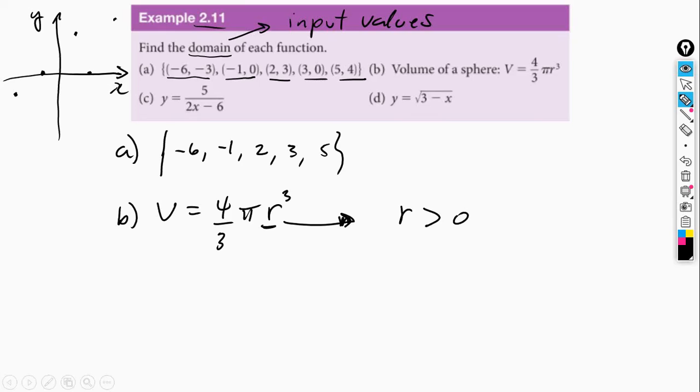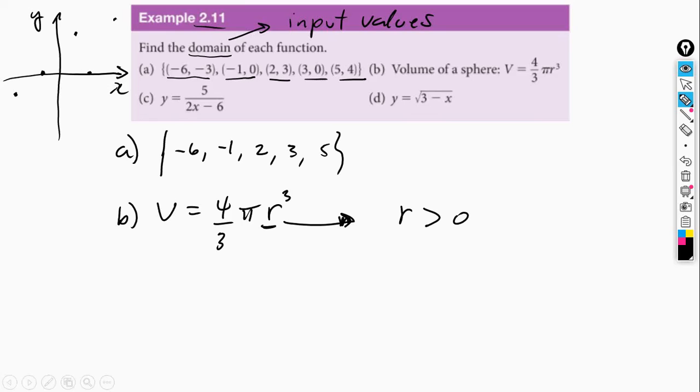Now, we don't really want to use an upper limit on this because there's spheres that are gigantic, right? Like planets and stars and things like that. So we can say that the domain would be any r value greater than 0, because if you have a radius of 0, then you don't have a sphere, right? So it has to be greater than 0.